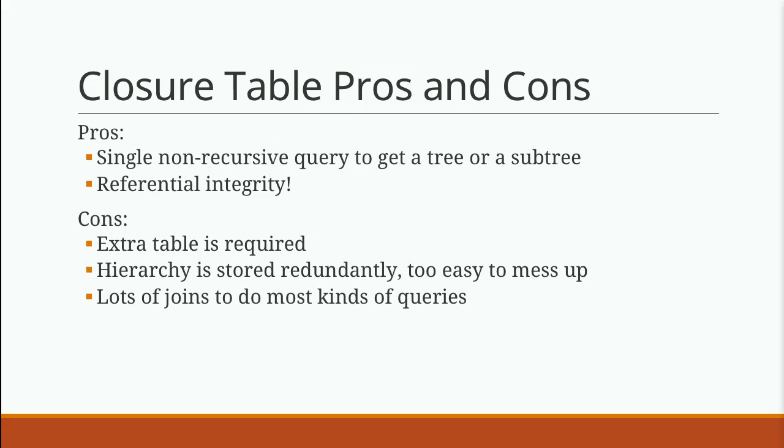So those are just some examples. The closure table has one advantage that the others don't, which is that it actually has referential integrity. Those ancestor and descendant numbers are actual foreign keys that can be applied with referential integrity to the other nodes in the tree. However, an extra table is required. It's denormalized in the sense that the hierarchy is stored redundantly on many rows, and if you make a mistake as you insert the data, your tree is kind of garbage at that point.